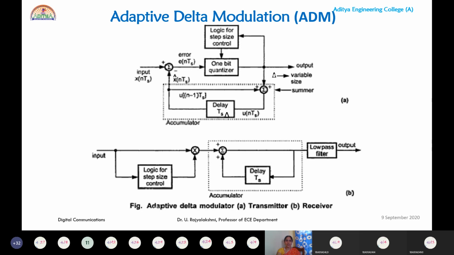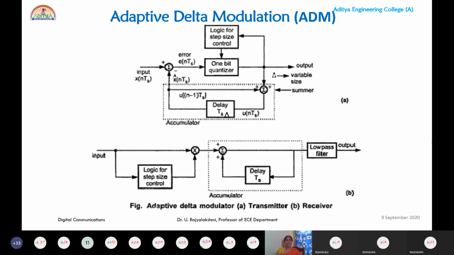Here input x of t is once again compared with x cap of t, where x cap of t is a past sample. That past sample value is stored in the accumulator. What is the accumulator? The accumulator stores the staircase waveform. This is mainly used to store the past sample information. In delta modulation we use the accumulator, and here also we are using the same accumulator. And in delta modulation, only one bit is transmitted per sample. So the same thing is used as in delta modulation.